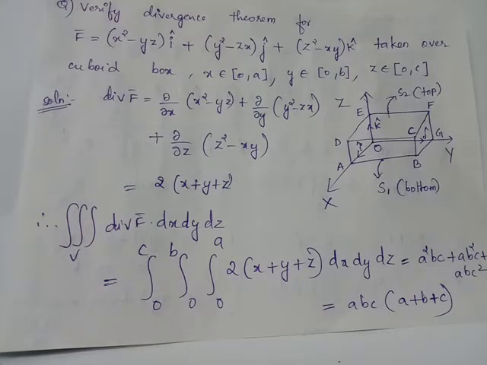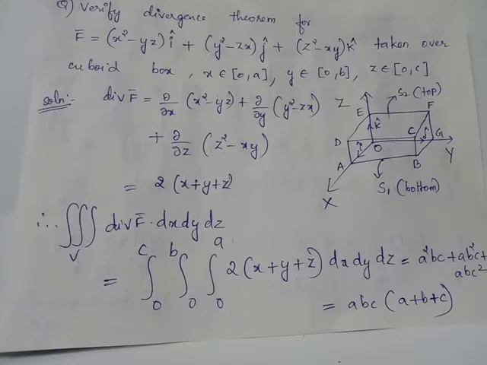Therefore, the volume integral becomes integral 0 to c, integral 0 to b, integral 0 to a, 2 times (x + y + z) dx dy dz. Notice that here x, y and z have constant limits. Therefore, order of integration doesn't matter. We obtained the volume integral gives the answer abc times (a + b + c).